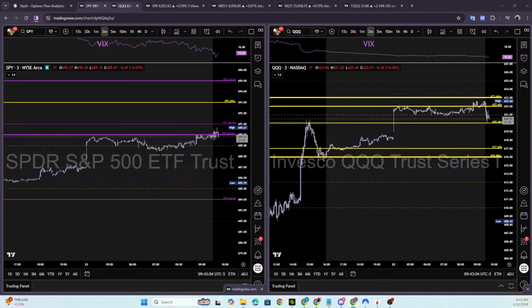Yeah, I'm looking at 620 bounce. But I'm not sure because 616 looks pretty strong as well. I just don't know. We're pretty far away from 620, so I'm not sure.